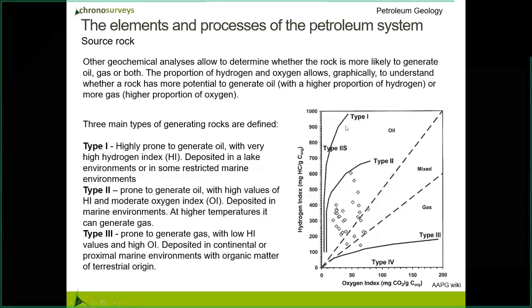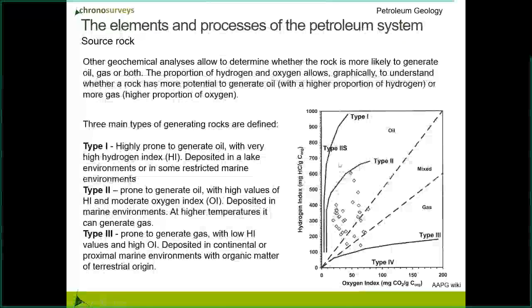So type 1 will have high hydrogen index and not so much oxygen. And these are highly oil-prone source rocks. So most of the hydrocarbons generated by these source rocks will be oil. These are usually deposited in lacustrine environments and also in some restricted marine environments.